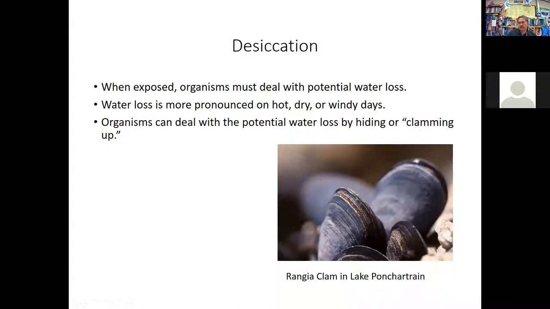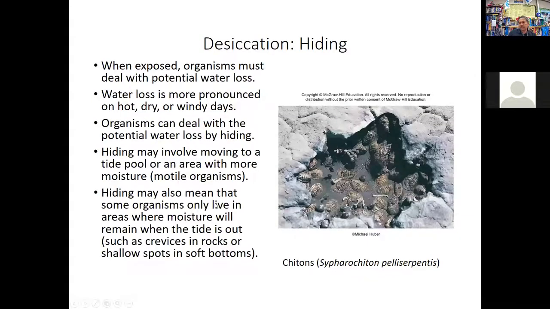clamming up. We'll see that on the next slide, but here's the reindeer clam in Lake Pontchartrain in Louisiana. And so it's an example of an intertidal organism, and you can see that it is, in this case, all clammed up. So desiccation is something you've got to be able to cope with.